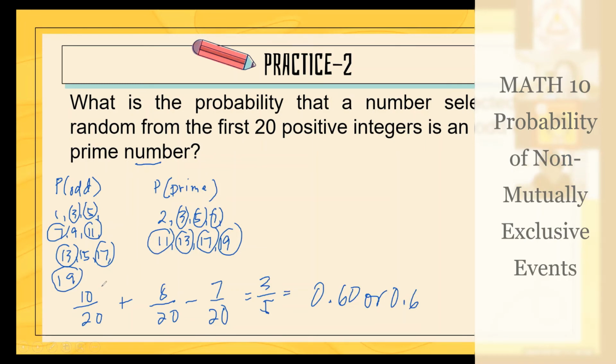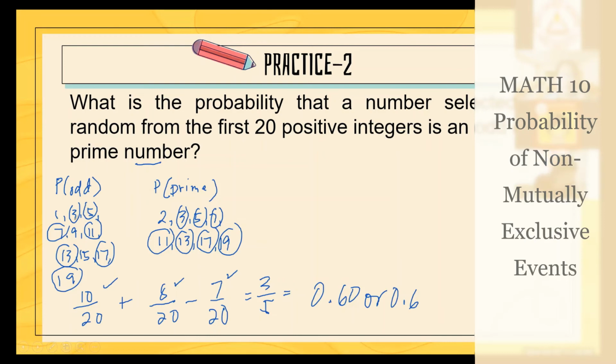Odd numbers, there are 10. Prime numbers, there are 8. And then common, 7. Tama ba? So 10 plus 8, 18 minus 7, 11 over 20. Please help me. What's wrong? May na-list ba ko na hindi dapat?